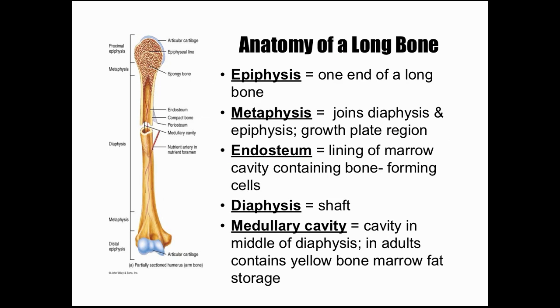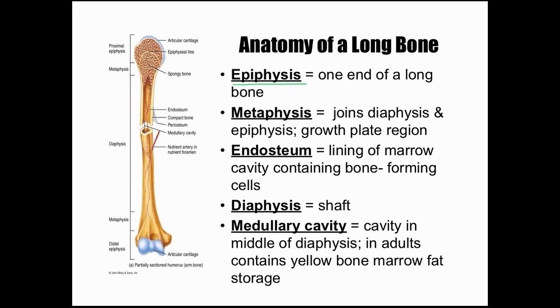All right, so now the parts, or the anatomy, of long bones. Remember, these are bones that are longer than they are wide. Right here you will have what looks like the femur. The first part is called the epiphysis, and those are the ends.